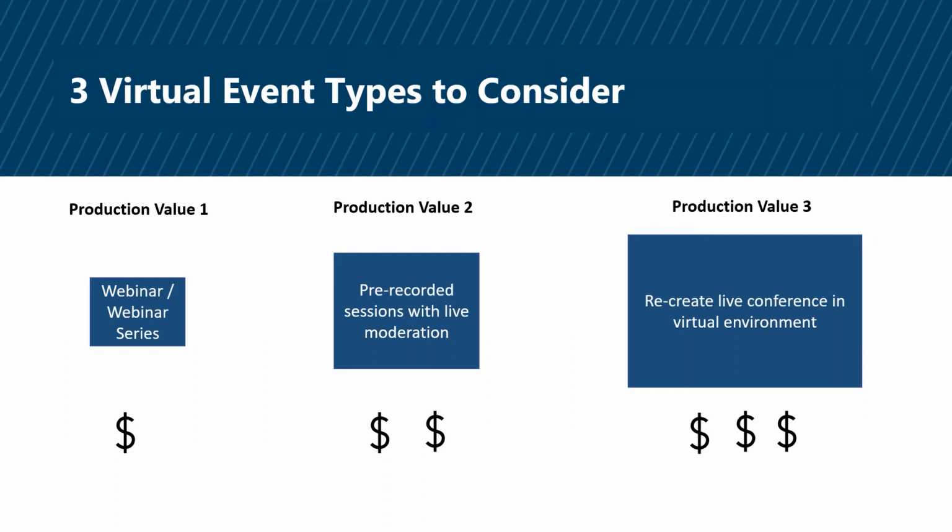Production value 2 would be taking it to the next level and actually pre-recording sessions with your speakers. That gives you more control over things like lighting and the backdrop behind them. If they have any technical difficulties, you can really increase the value of that recorded session, and then have your presenters moderating live while the recording is playing. So they're also able to answer questions from actual attendees live.